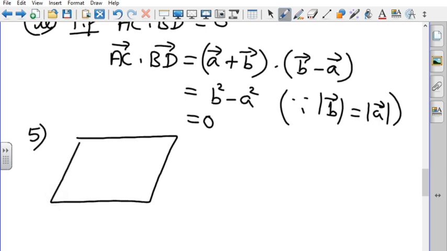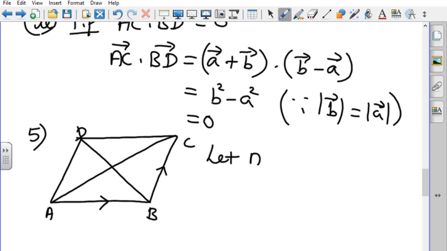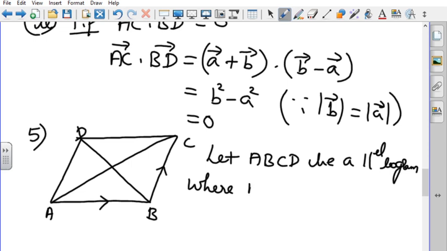Parallelogram means opposite sides are equal and parallel. It is given that if the diagonals are equal, then it is a rectangle. We are going to say that if the diagonals of a parallelogram are equal, then it is a rectangle. So first let us write down. Let ABCD be a parallelogram where AC and BD are diagonals.